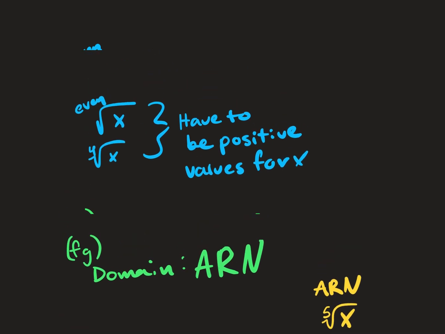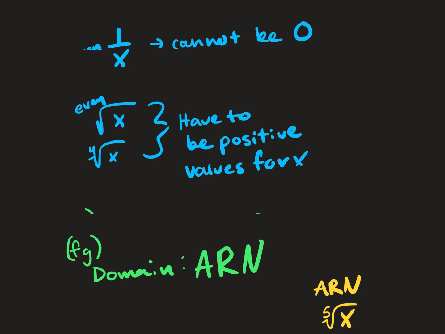And then the other time is if you had a fraction. If I had something like 1 over x, what can x not be? 0. X cannot be 0. So these are the only two cases where you have something other than all real numbers in your domain: the square root of x, the 4th root of x, or x in the denominator of a fraction. Everything else is going to be all real numbers.